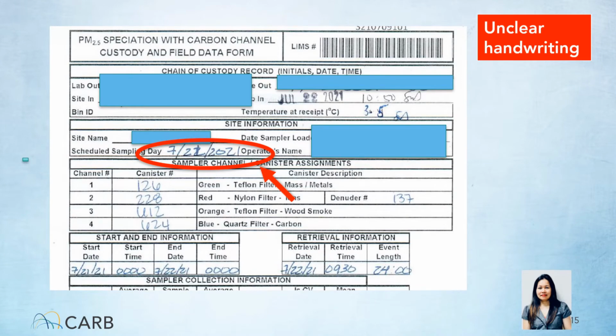For this field data report, it was unclear if the scheduled sampling date was July 22nd, 2021 or July 21st, 2021. However, since the start date was July 21st, 2021, it was assumed that the scheduled sampling date was July 21st, 2021. And this would be verified with the site operator. In this case, the site operator should have just crossed out the error and then rewritten the date with their initials.